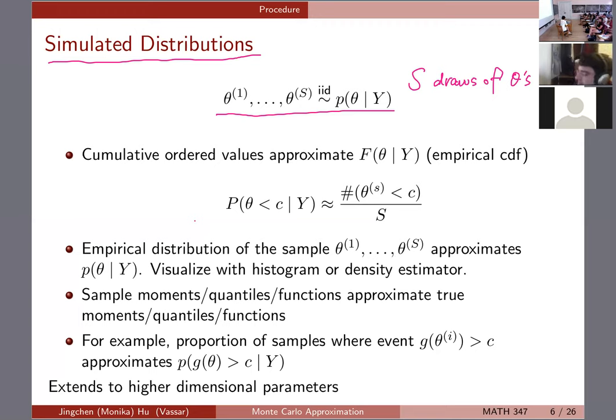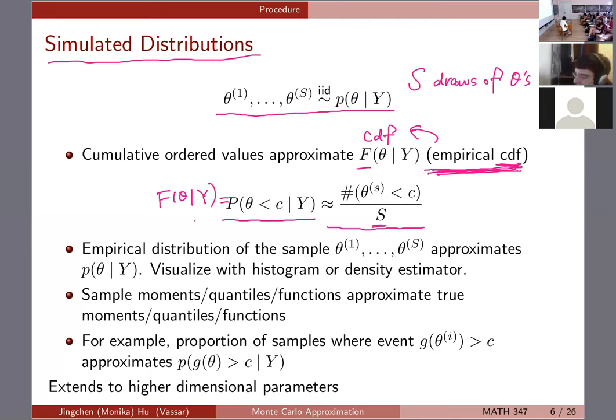The few bullet points here are just an incomplete list of what you can do. First of all, the empirical CDF. CDF is the cumulative distribution function. Instead of looking at just one point, you're looking at the probability up until that point. Capital F is the CDF itself, and we can use the empirical CDF to approximate that. So by definition this equals that, and it will approximately be the empirical CDF as well.